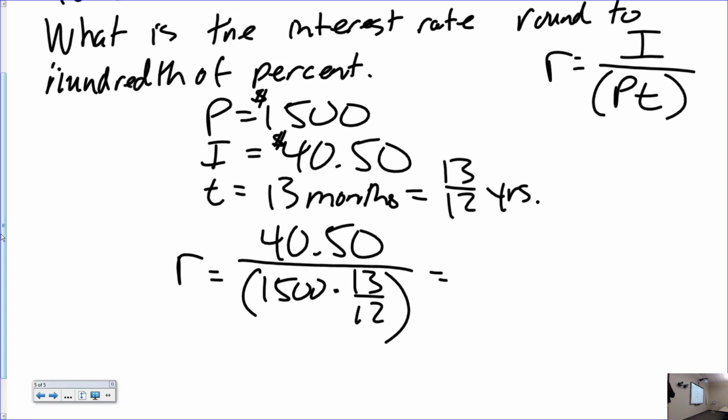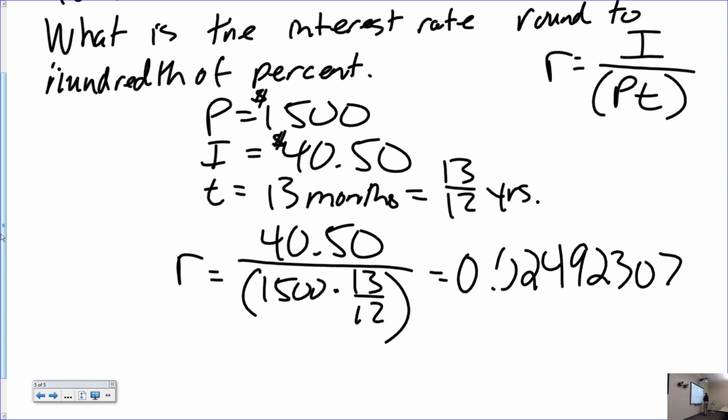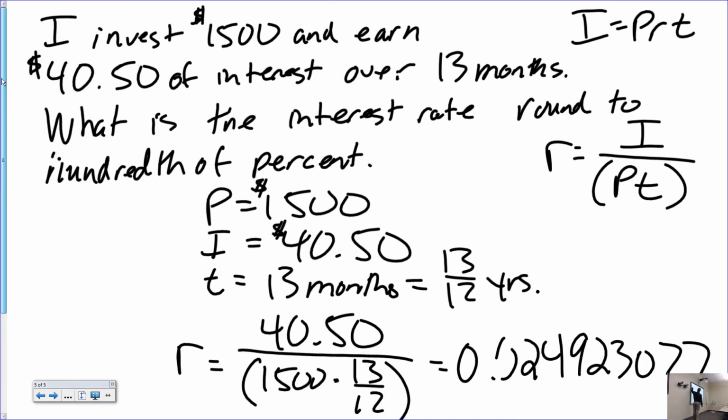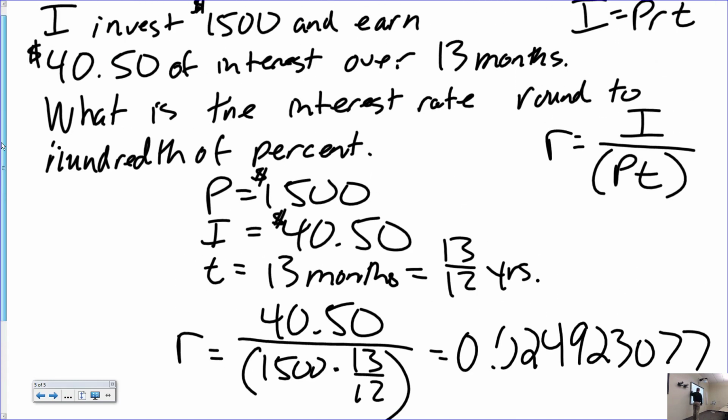So let's see, what do I get? 40.4 divided by parentheses 1,500 times 13, close those parentheses. I got 0.024923077. That's not what I got. So, would you round that to the 2.5? Be careful. What did the problem tell me to do? To the hundredths.